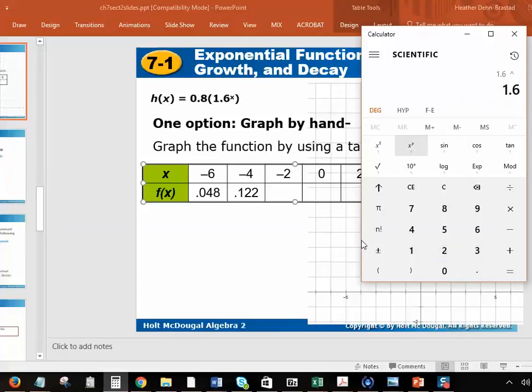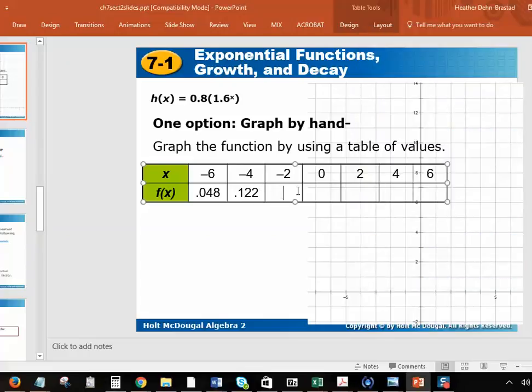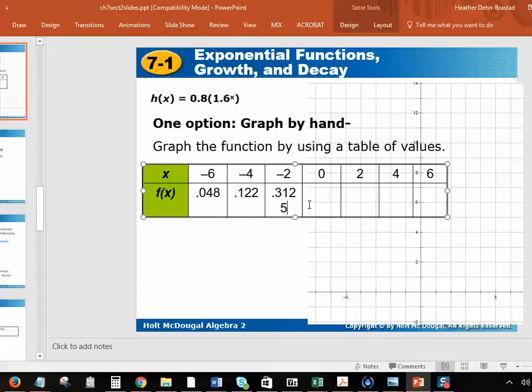1.6 to the -2 power, hit equals, and then multiply by the 0.8, the constant in front. And I get 0.3125. This is growing, but it's growing very slowly compared to our other ones.